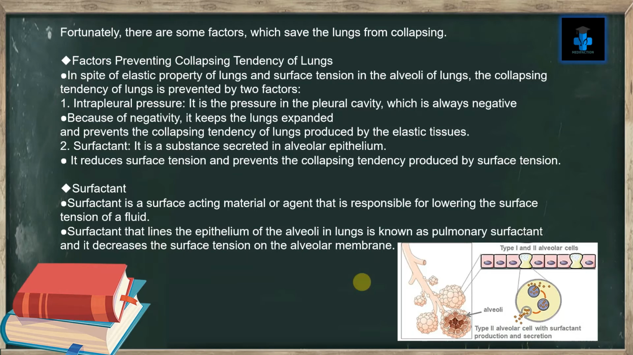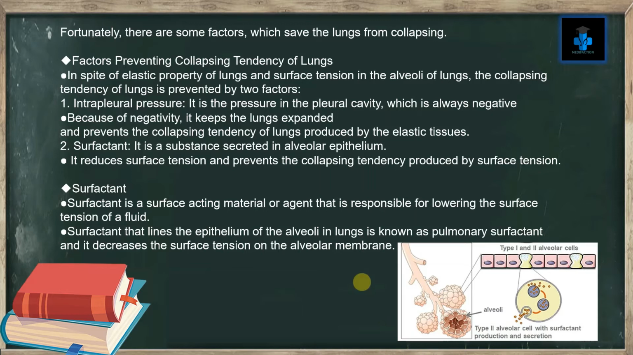Because of its negativity, it keeps the lungs expanded and prevents the collapsing tendency of the lungs produced by the elastic tissues. Number 2 is surfactant. It is a substance secreted in alveolar epithelium. It reduces surface tension and prevents the collapsing tendency produced by surface tension.